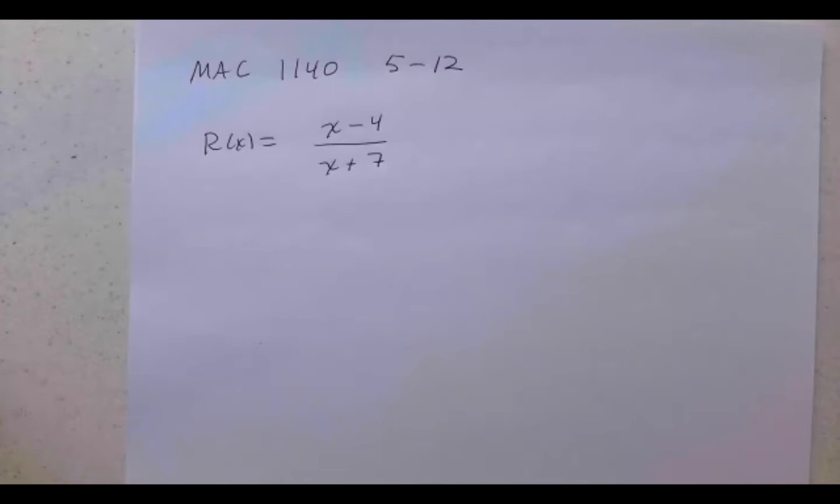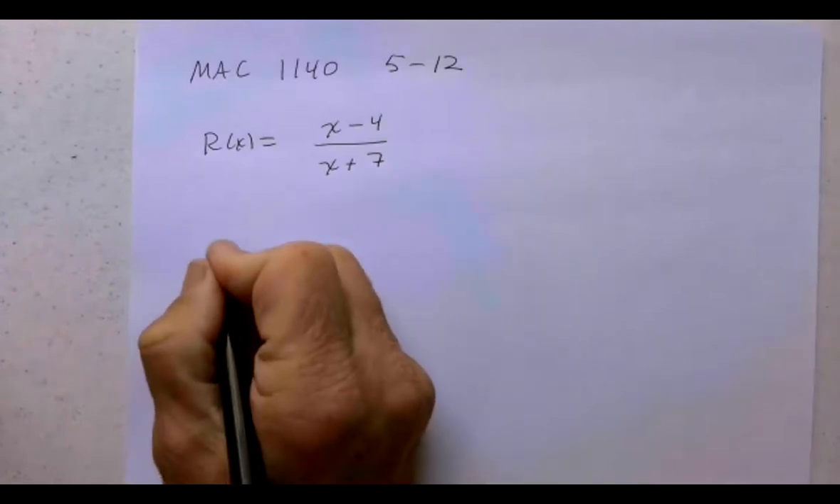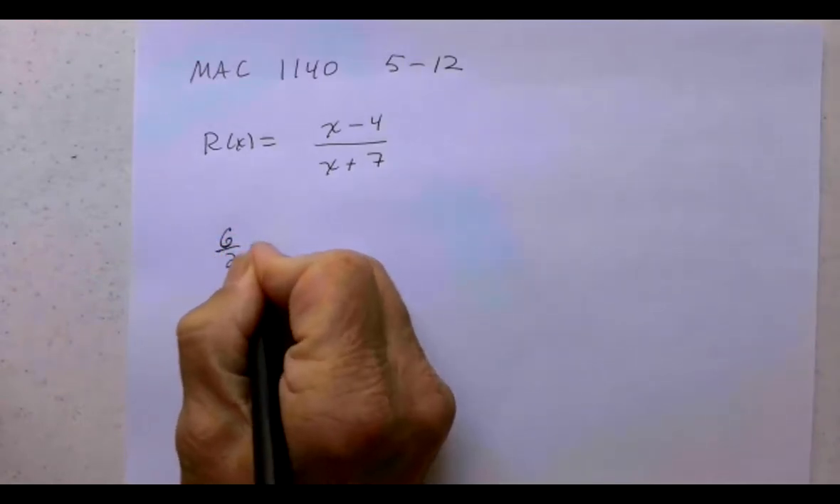This question asks us to determine the domain of the function r of x is x minus 4 over x plus 7. And what I want to do is explain to you what the issue is here. And I'm going to do that by having a brief discussion of division.